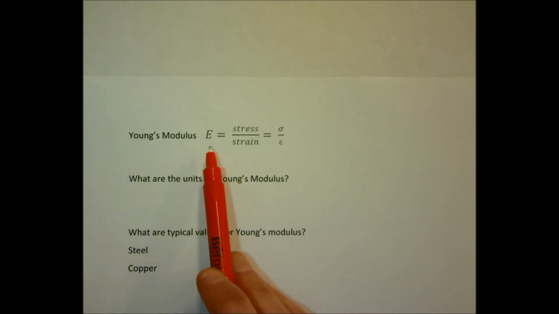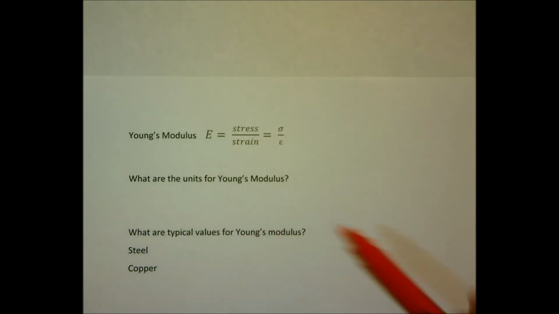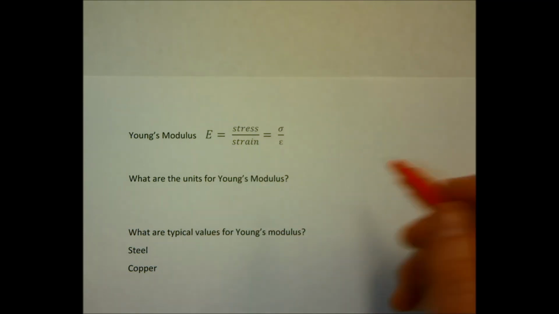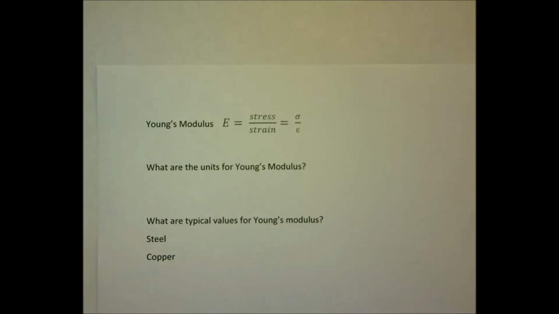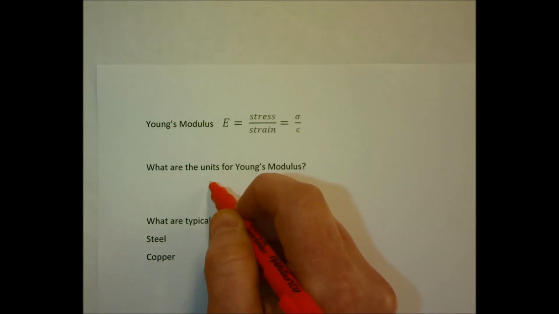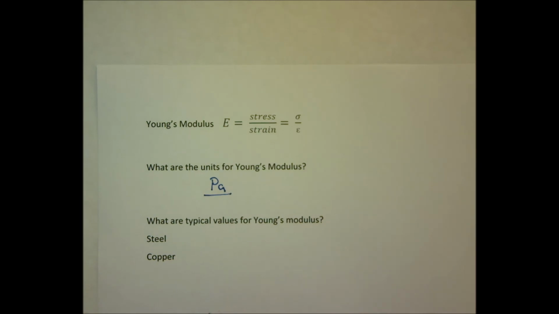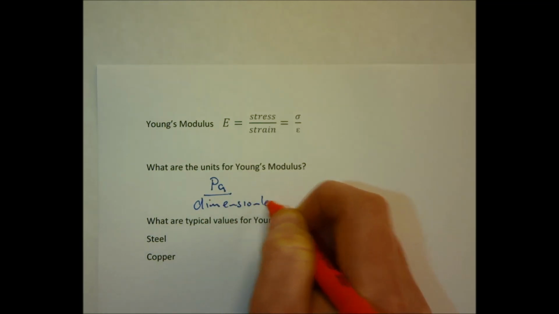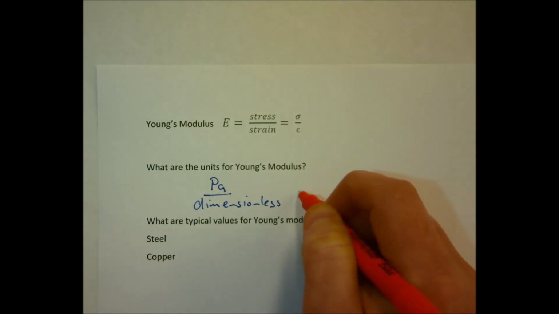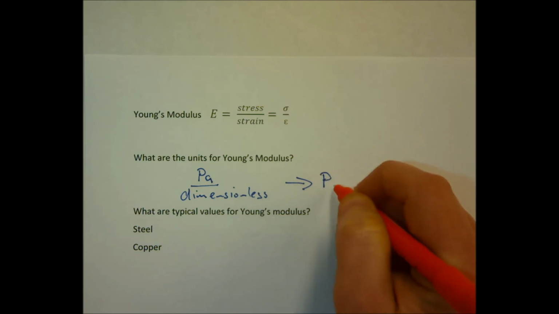Okay, so Young's modulus E is stress divided by the strain. It's the gradient of our graph. Okay, and these are the symbols. And so what about the units for Young's modulus? Okay, so we have the units for stress, which is pascals, divided by the units for strain, which was a length over a length, dimensionless. So, in fact, the units for Young's modulus are just pascals.